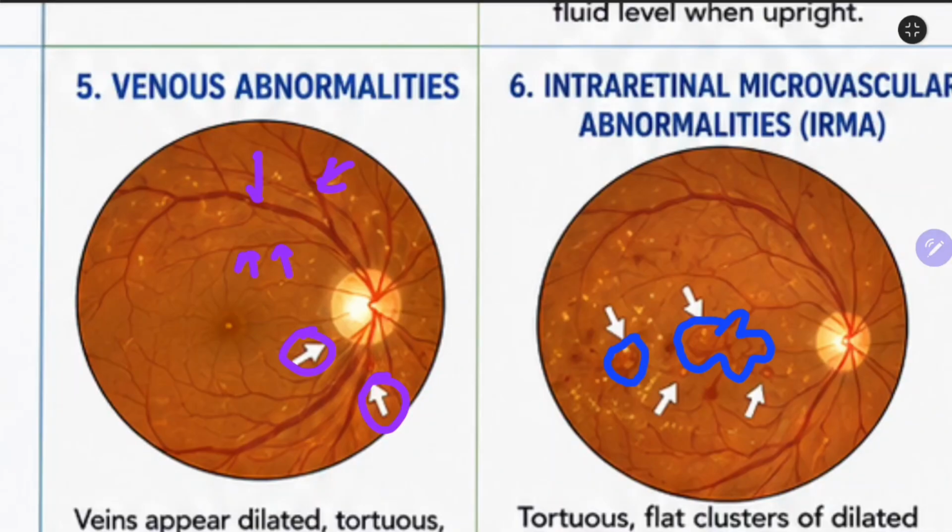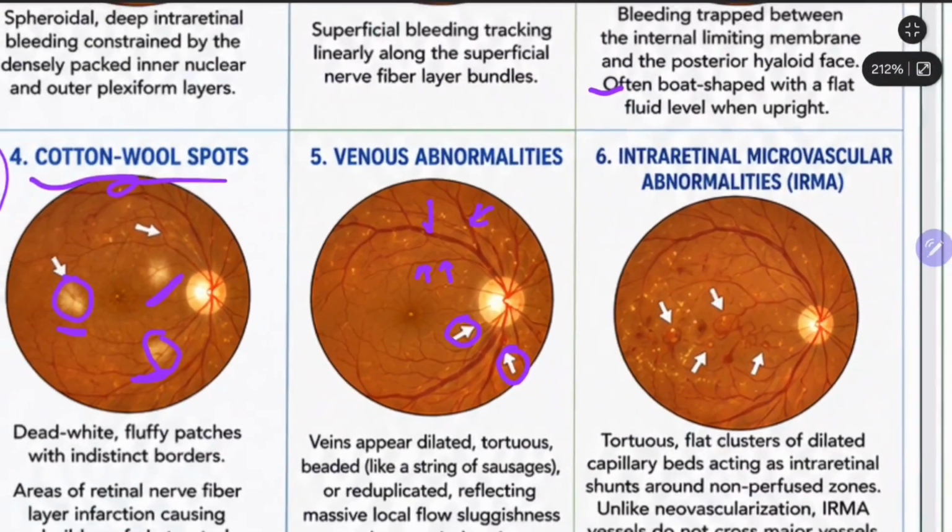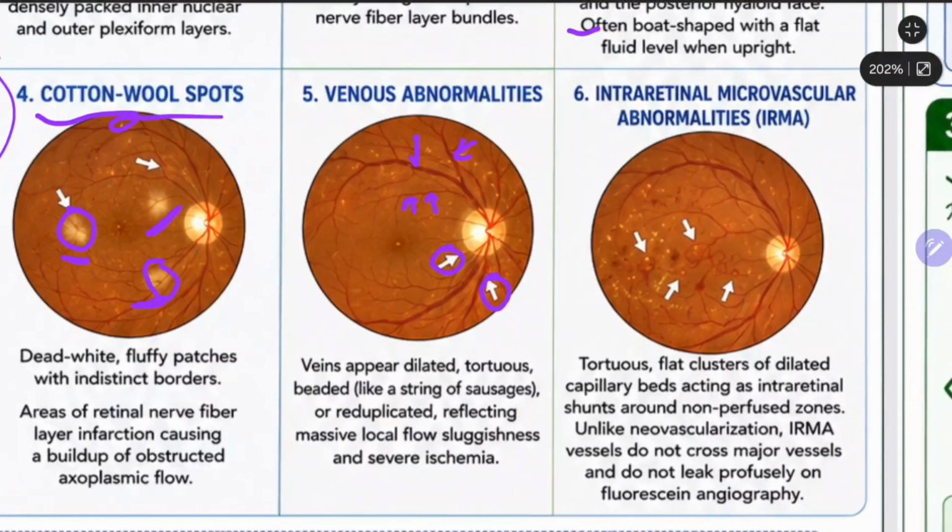So this is also a marker of severe NPDR. They are anastomosing, tree-like new vessels in the retina, known as IRMA. If you define them, you can define them as tortuous flat clusters of dilated capillary beds acting as intraretinal shunts around non-perfused zones.